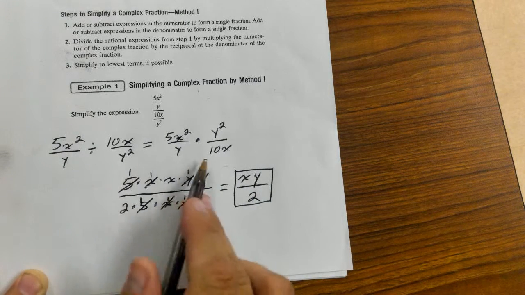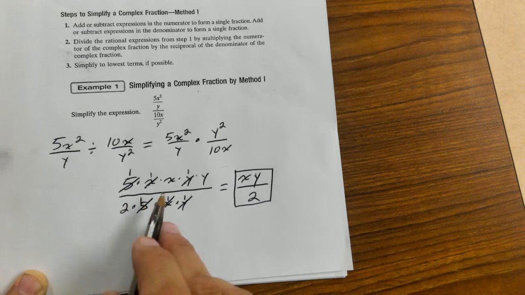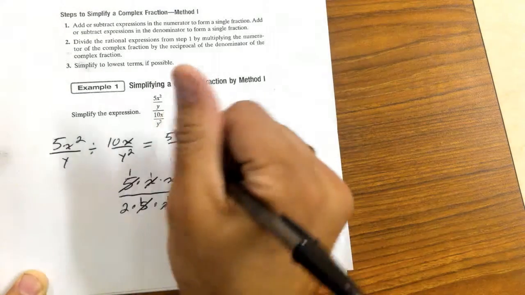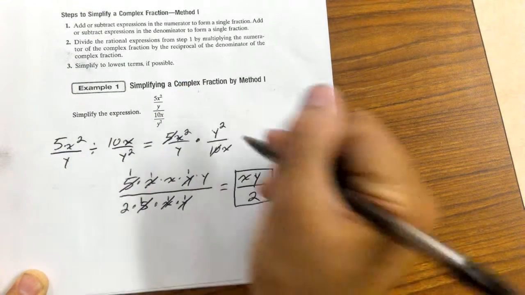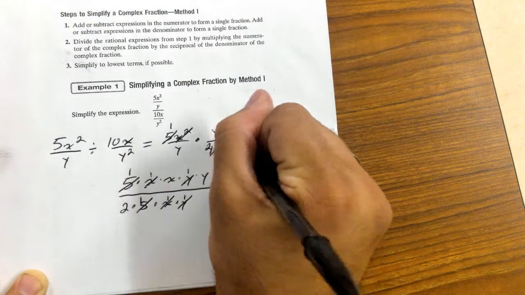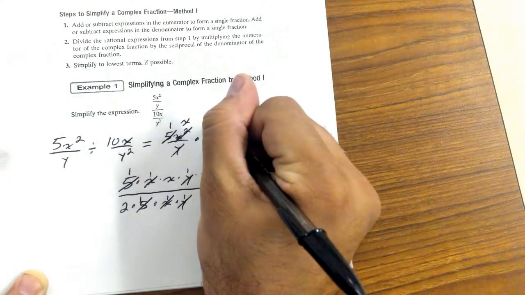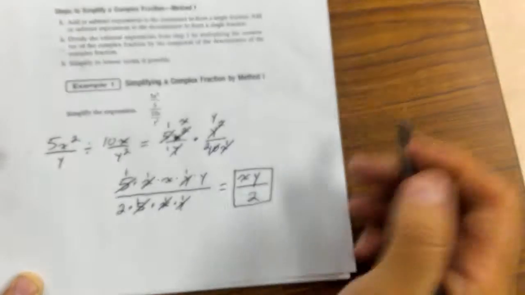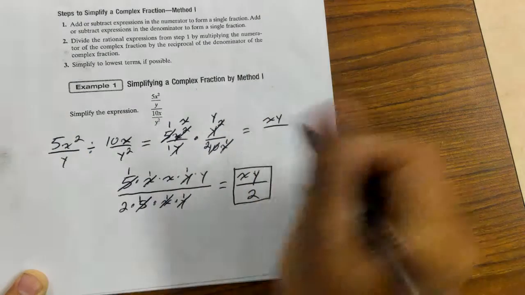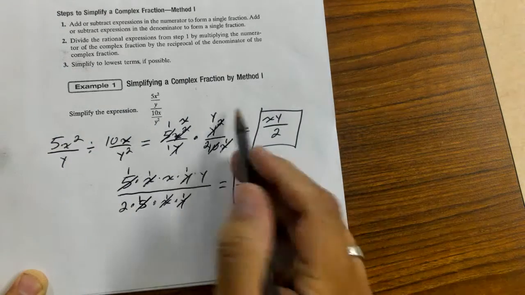And I do like showing the expanded form and prime factorization of numbers, but I could have simplified up here as well. For example, 5 divided by 10 simplifies to 1 divided by 2. x squared divided by x simplifies to x over 1. y squared divided by y simplifies to y over 1. And I get the same answer. 1 times x times y gives me xy in the numerator, and 1 times 2 times 1 gives me 2 in the denominator. Now, they both work.